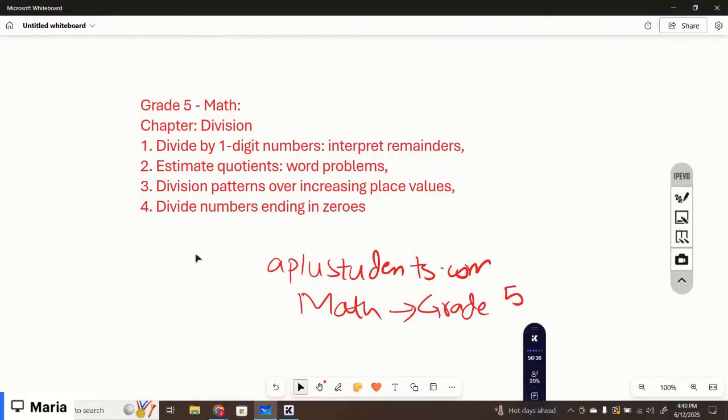The lessons we have covered today are divide by one digit number, interpret remainders, estimate quotients, division patterns over increasing place values, and divide numbers ending in zeros. So please make sure before the next session you complete all the practice questions for the lessons we just did. That is your homework until next session.